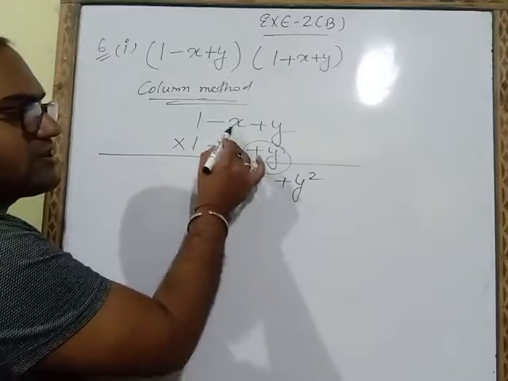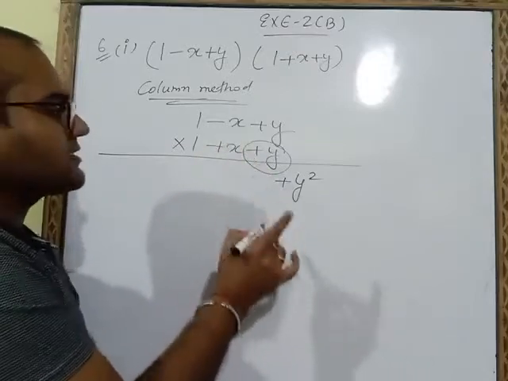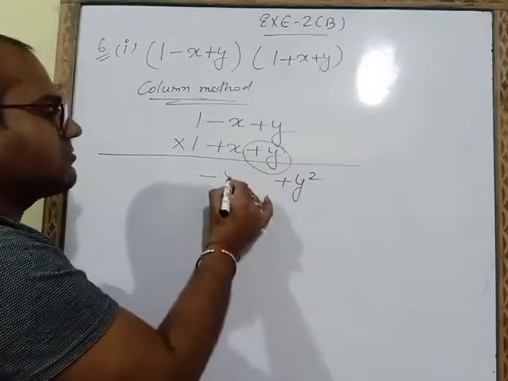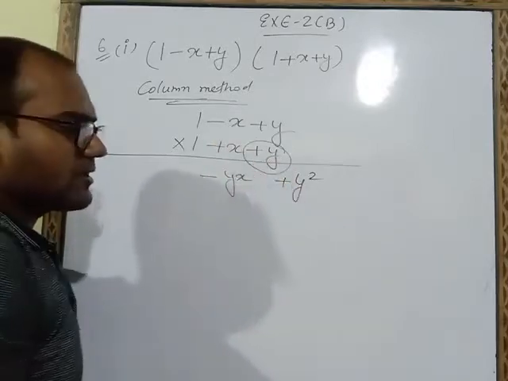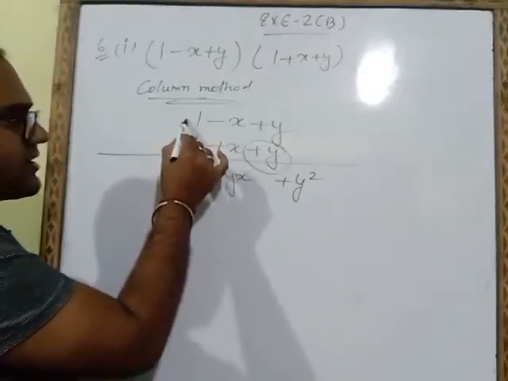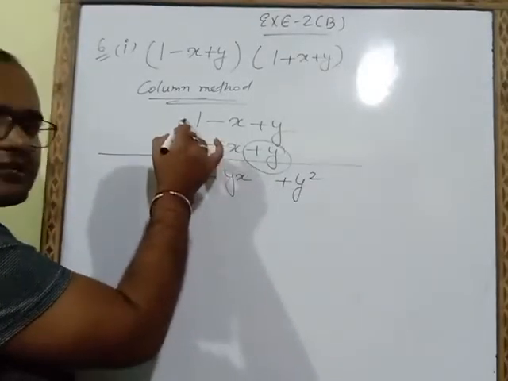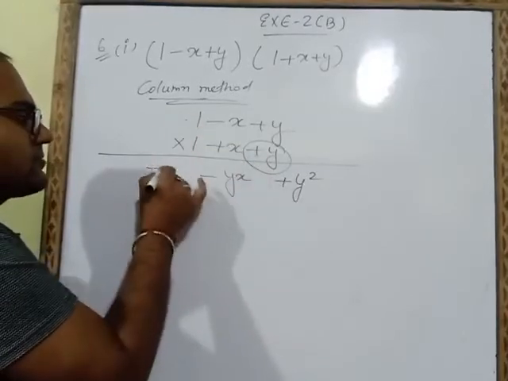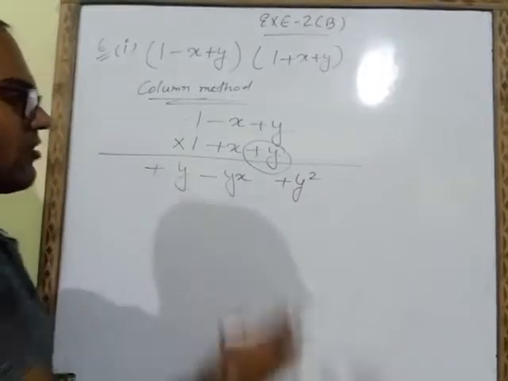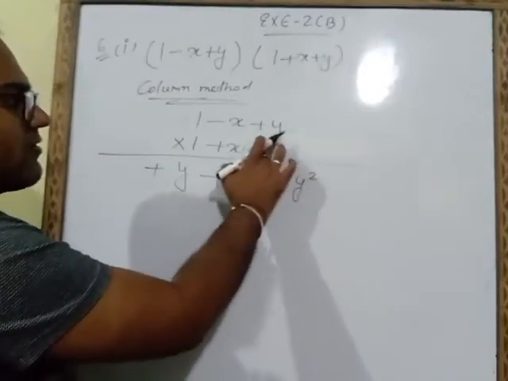Again we will multiply these two terms. First of all we multiply the sign: plus minus is minus. Y multiply x will be yx. Now plus multiply, no sign is written here, so plus multiply plus we will take. Plus multiply plus is plus. Y multiply 1 will be y. So now this term is over. Now we will take another term.